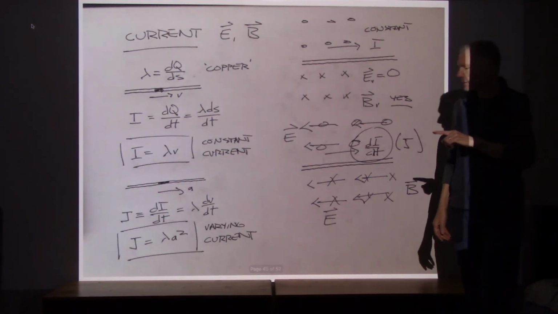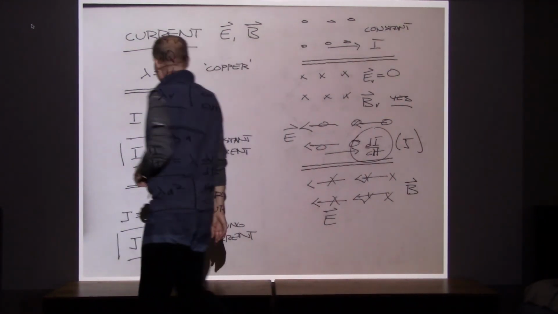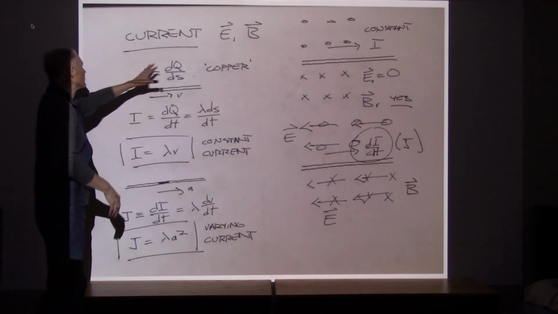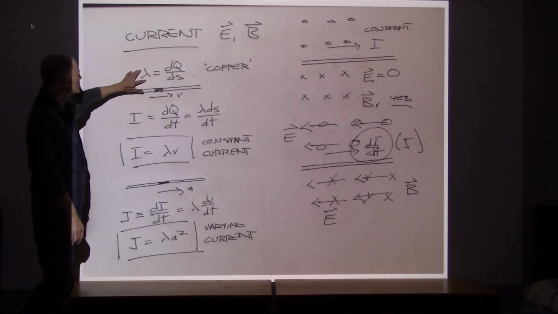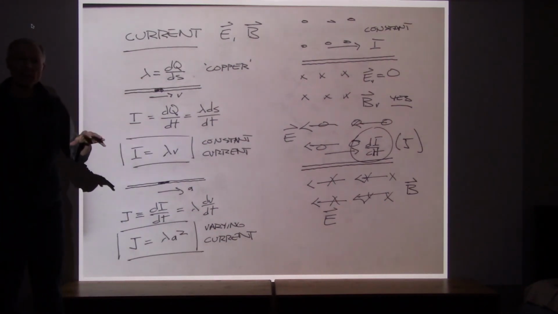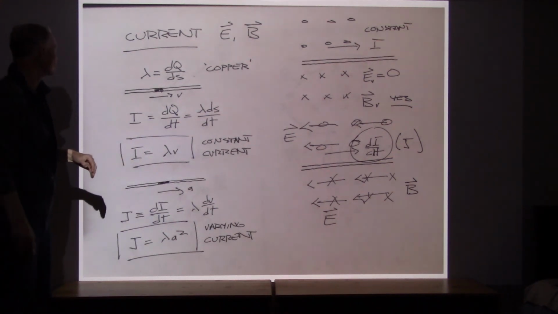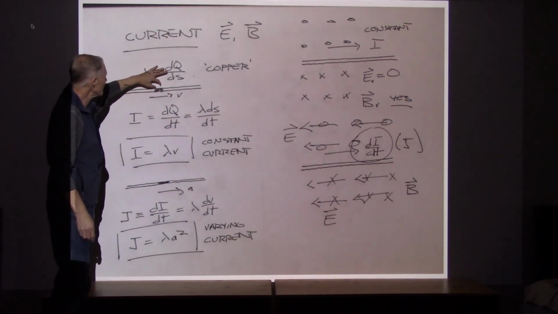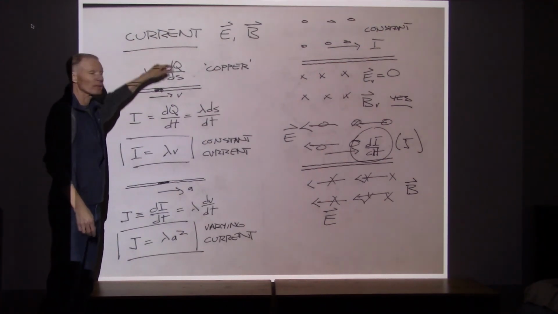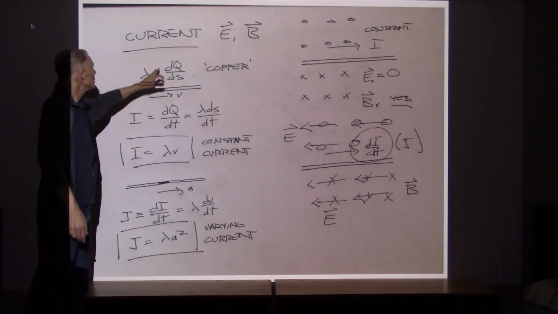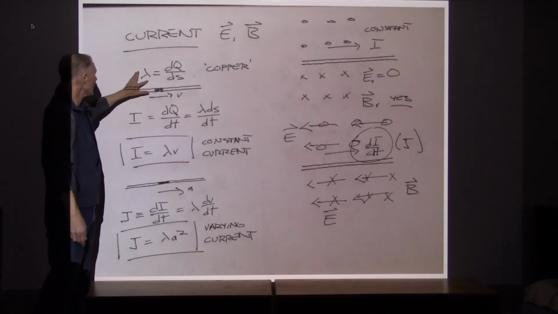Now if we apply this to wiring, here's a piece of copper wire. Let's define a charge density. Lambda, my charge density or charge per length: I'm going to say here's a short segment, ds, and there's a certain number of charges in there because of free electrons. So dq/ds gives me lambda.